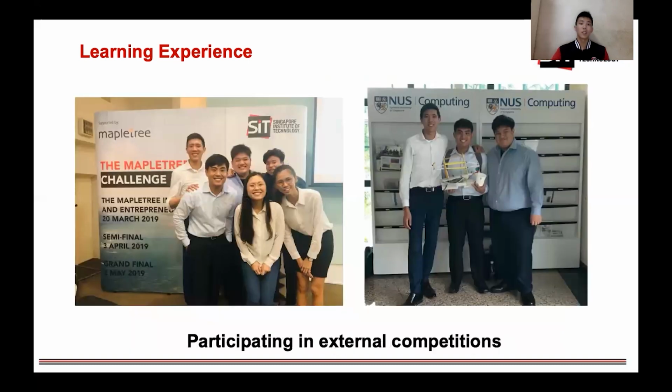So other than the overseas exposure program, we also get to be exposed locally as well. We get to participate, with the help of our professors, in competitions such as Maple Tree as well as the Young Inventors Award. On top of all these competitions, there are also hackathons going on whereby you have a chance to have hands-on experience, and this exposes you to meet professionals and to know what the industry really wants. So if you have a chance to do it, I strongly encourage you to do so.